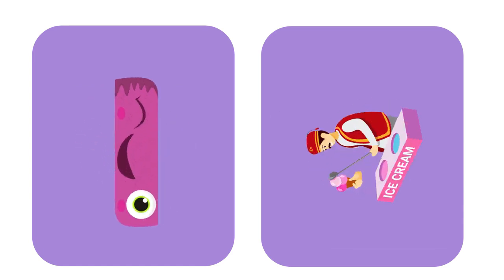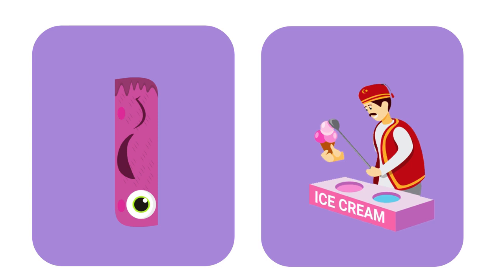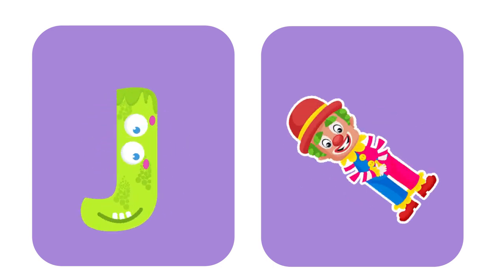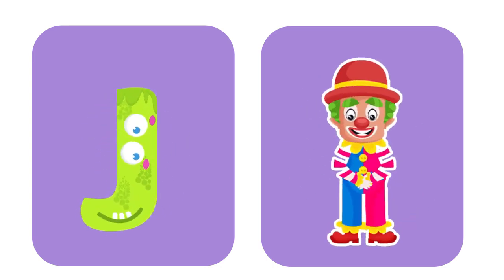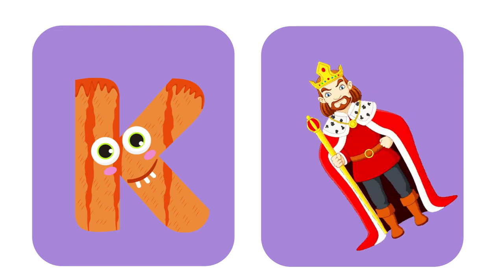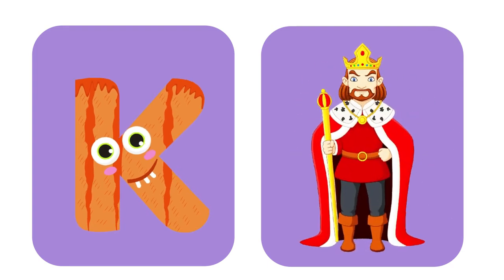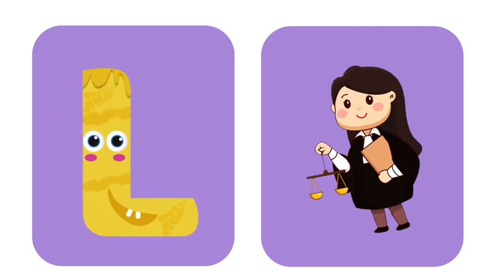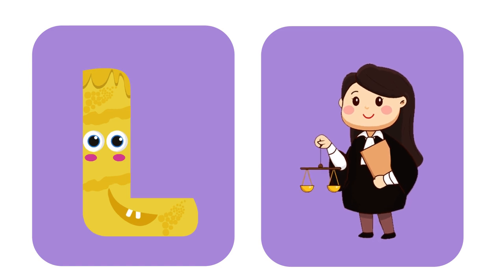I is for ice cream man. J is for joker. K is for king. L is for lawyer.